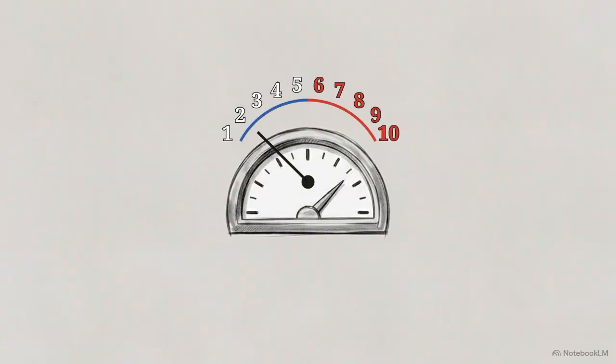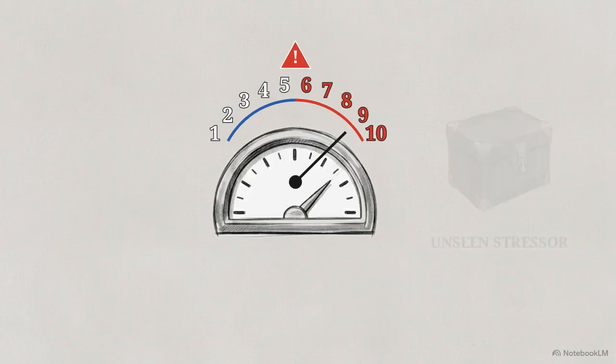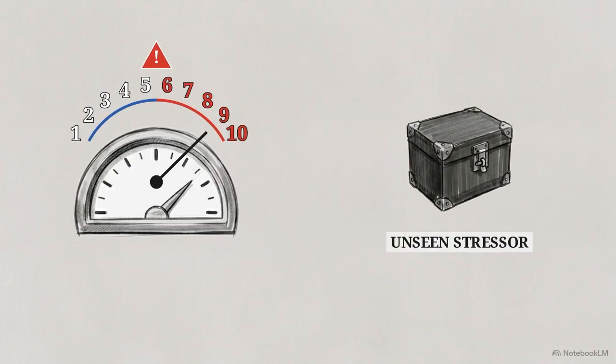This gauge helps you measure the intensity of their emotional response against the scale of the issue you raised. If you address a minor procedural issue and their reaction spikes into the red zone, that anger is almost certainly rooted in an unseen stressor. It isn't actually about the work, it's about something else.